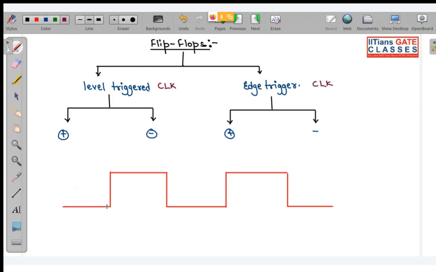So usually we represent your ideal clock cycle, clock pulse like this, a square wave, a symmetrical square wave, but practically it looks something like this.